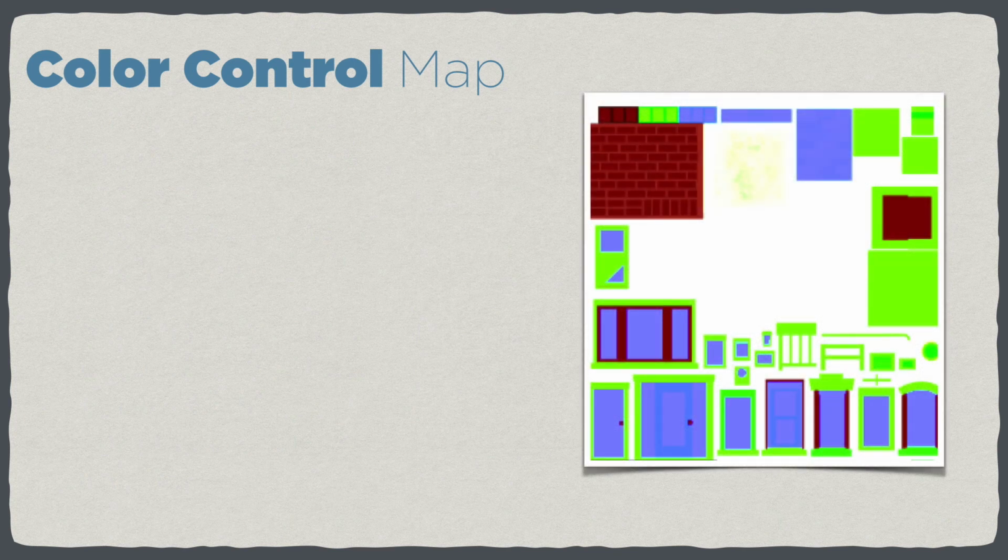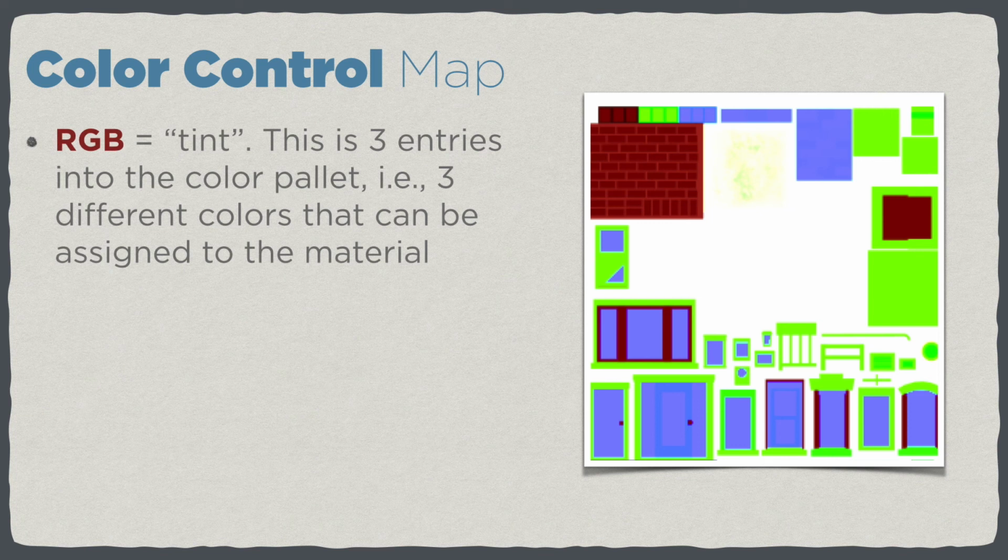Let's take a look at what's inside the first of the 3 images of a material set, the color control map. Now this one's pretty simple because the RGB channels in the color control map control the tinting of the material. So there's 3 out of your 4 channels gone right there. So the RGB controls the tint. Basically this is 3 entries into the color palette. In other words, 3 different colors that can be assigned to the material.